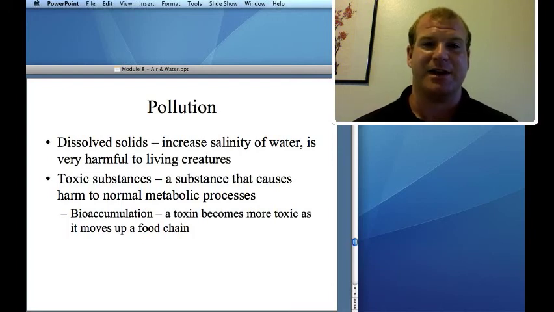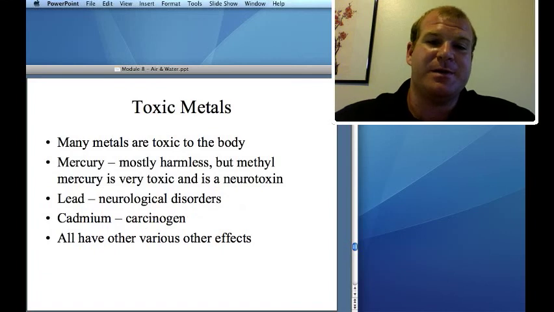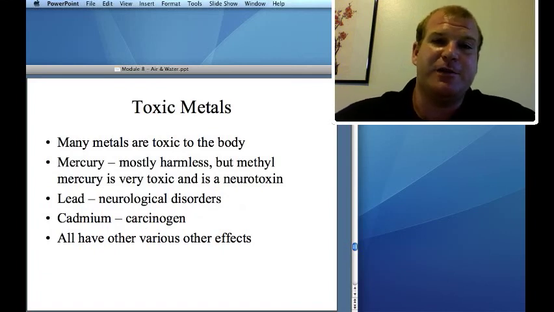And there are certain types of toxins. We'll talk about bioaccumulation. That's something that becomes more toxic as it moves up the food chain. Maybe you've heard about that with mercury poisoning. So we'll talk about mercury and bioaccumulation later. So there are many metals. We're not going to cover them all. Let me mention a few briefly.